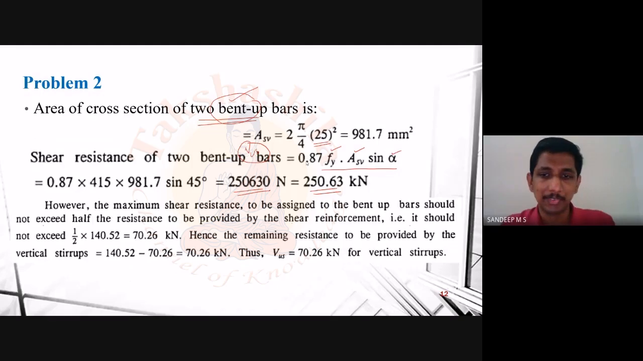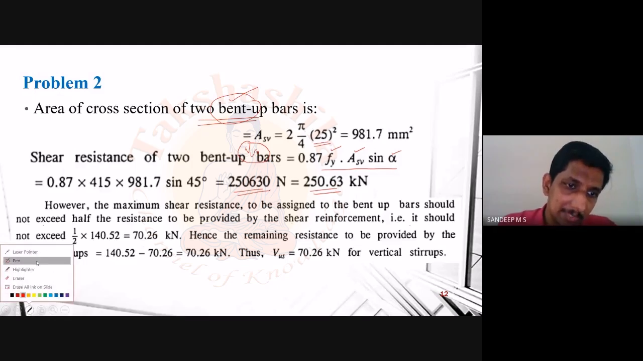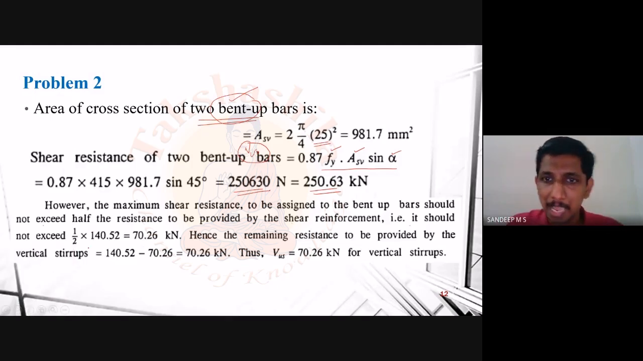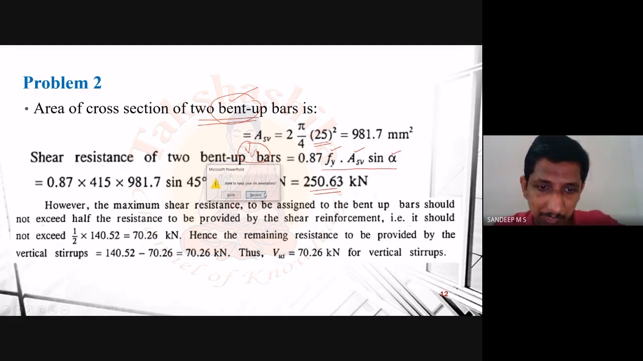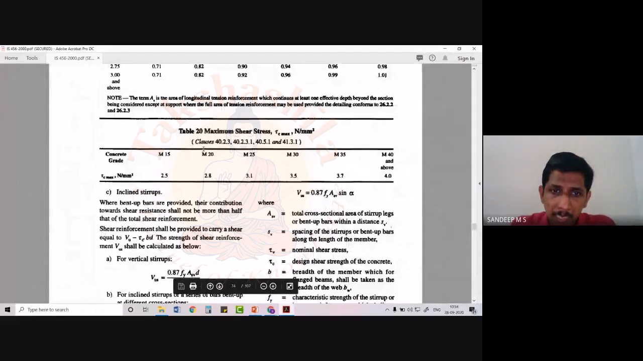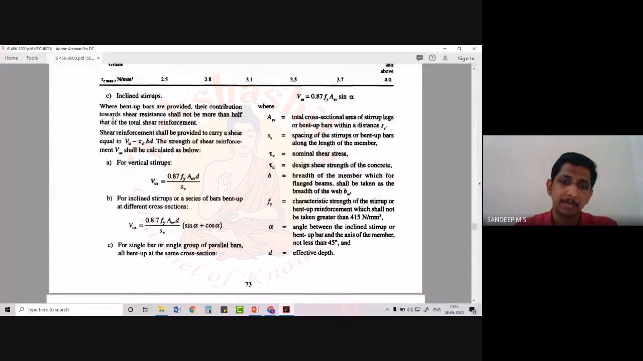The reason is that if you go to your code and refer to the clause corresponding to shear design, there was a note given. I think I haven't discussed that earlier, so let me take the IS code. I hope you are able to see this PDF, right? It is clear to you, right? Yeah. So before these equations, you have a clause here: where bent up bars are provided, their contribution towards shear resistance shall not be more than half that of total shear reinforcement. Okay.